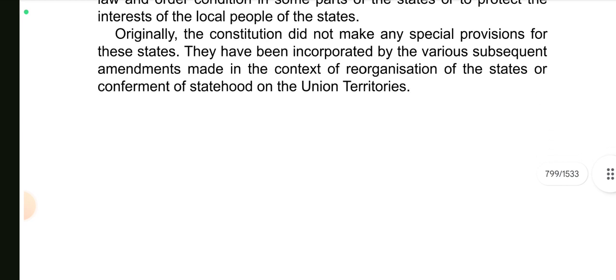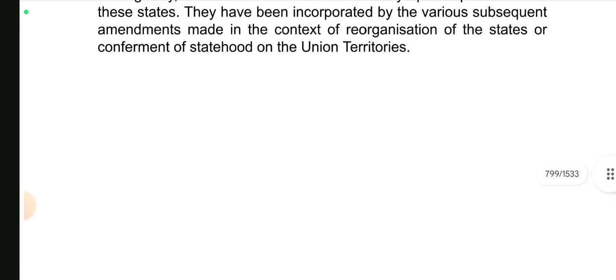So these were all the purposes of giving special provisions. Originally the constitution did not make any special provisions for these states. They have been incorporated by the various subsequent amendments made in the context of reorganization of the states or conferment of statehood of the union territories.